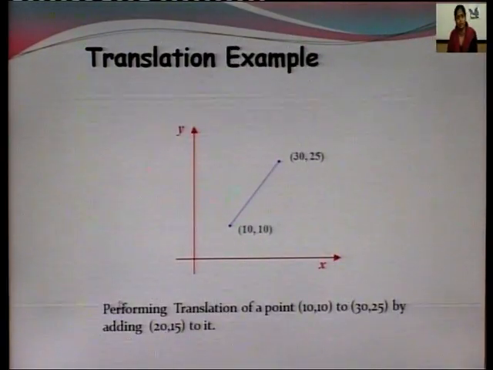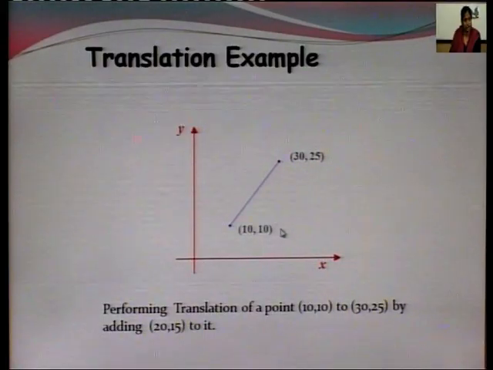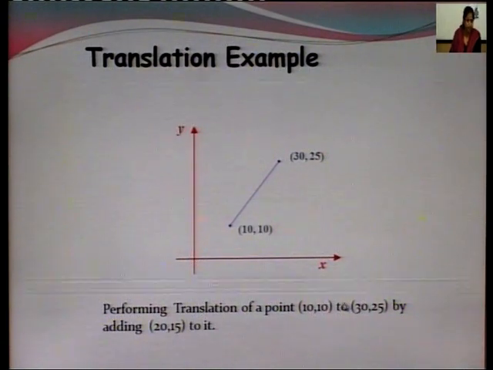So, let us take an example. We want to transform the point having coordinates (10, 10) to (30, 25). This means the translational distance in the horizontal, x direction is 20, so Tx is equal to 20, and in the y direction it is 15. By adding these distances to (10, 10), we can translate the point P to P dash, where the coordinates of P dash are (30, 25).